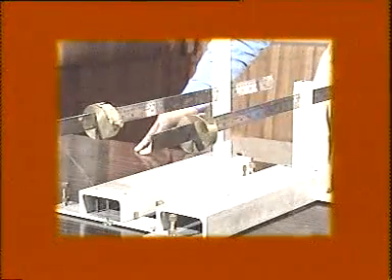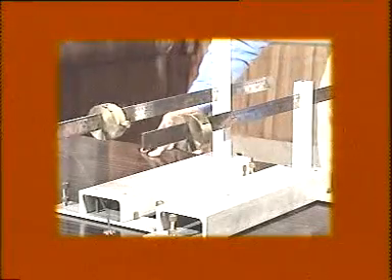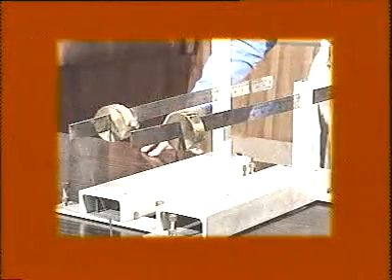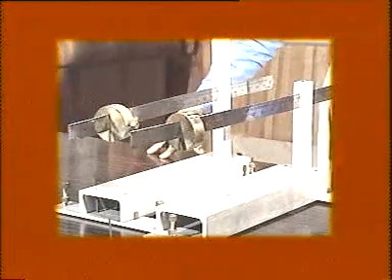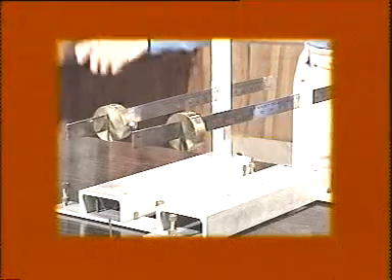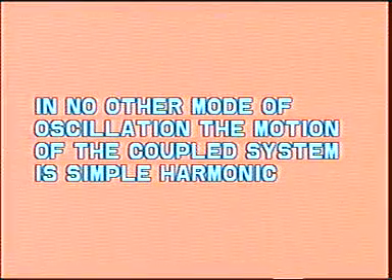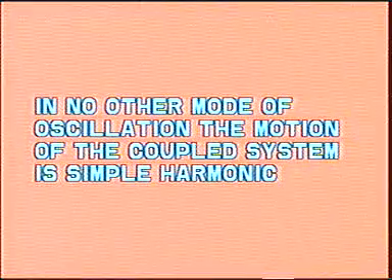If you observe that, as before, the dynamical state of the system remains unchanged. So, this is another normal mode. We may therefore conclude that when a normal mode is excited, individual oscillators execute simple harmonic motion. In no other mode of oscillation is the motion of the coupled system simple harmonic.